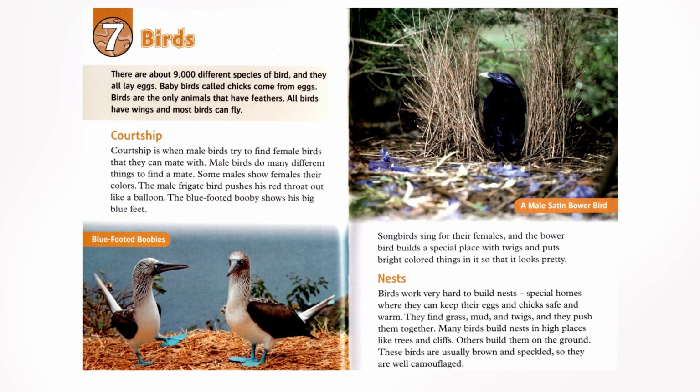Nests. Birds work very hard to build nests, special homes where they can keep their eggs and chicks safe and warm. They find grass, mud, and twigs, and they push them together. Many birds build nests in high places like trees and cliffs. Others build them on the ground. These birds are usually brown and speckled, so they are well camouflaged.